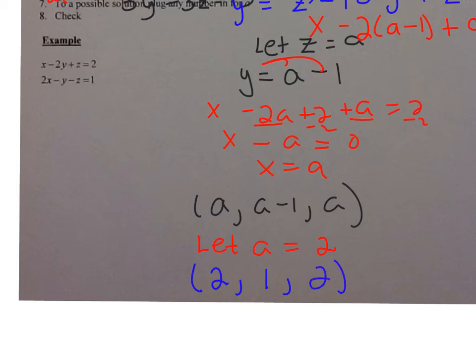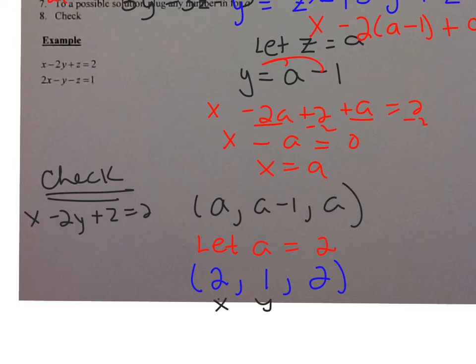Now I'm going to do a check. So I'm going to check x minus 2y plus z equals 2. I'm plugging in x, y, z. So I have 2 minus 2 times 1 plus 2 equals 2. So that's 2 minus 2 plus 2 equals 2. 2 equals 2, and that checks.